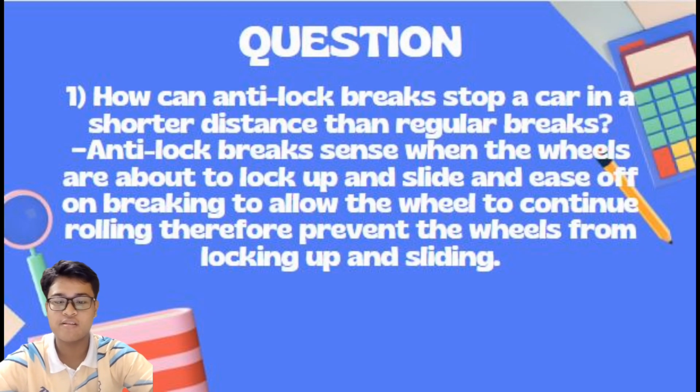There are some questions for our presentation. First, how can anti-lock brakes stop a car in a shorter distance than regular brakes? The answer is that anti-lock brakes sense when the wheels are about to lock up and slide, and turn the braking off and on to allow the wheels to continue rolling, therefore preventing the wheels from locking up and sliding.